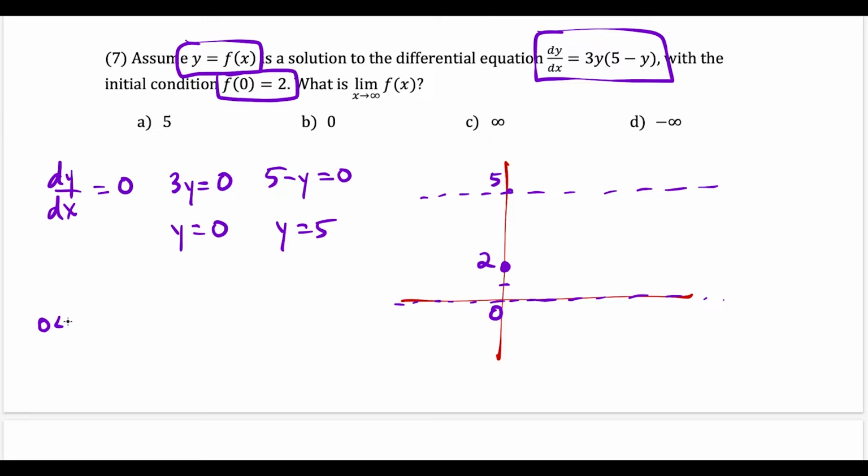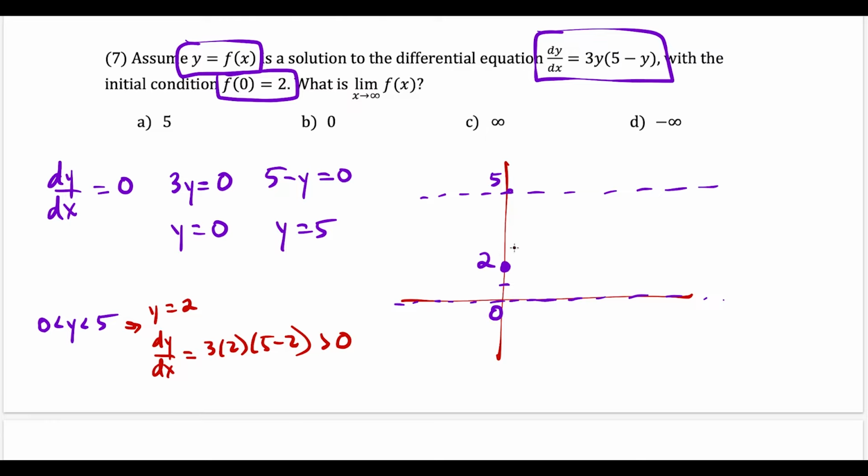So we need to investigate what is going on when we have a y value between 0 and 5, because notice the derivative is all in terms of y. So let's say you pick out something random like y equals 2. If you were to plug y equals 2 into the derivative, then what you'd have here is 3 times 2 times 5 minus 2. And the first thing that jumps out at me is that this is positive. This is 6 times 3, which is 18.